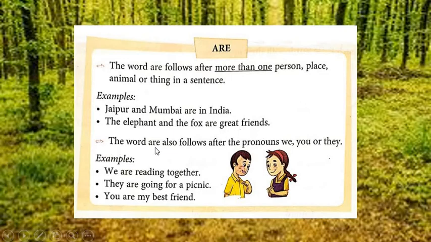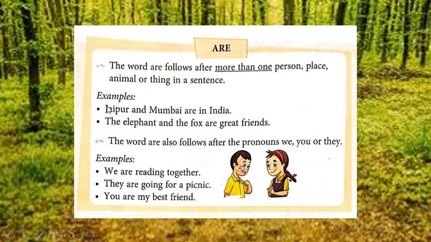The word "are" also follows after the pronouns we, you or they. For example, we are reading together. They are going for a picnic. You are my best friend.